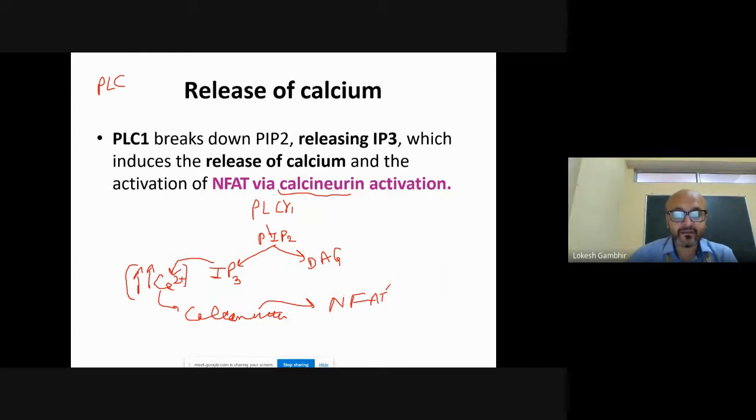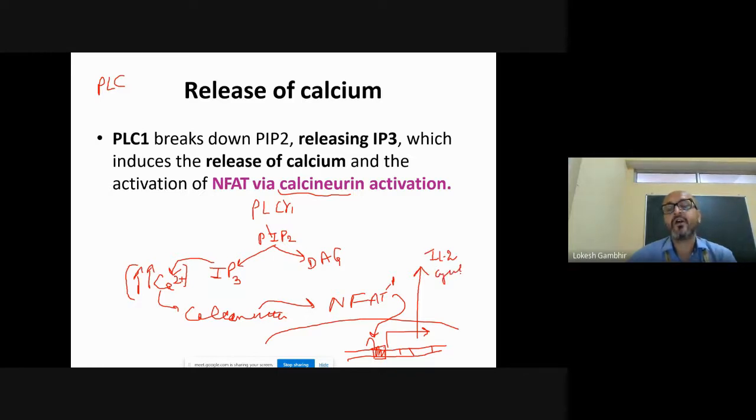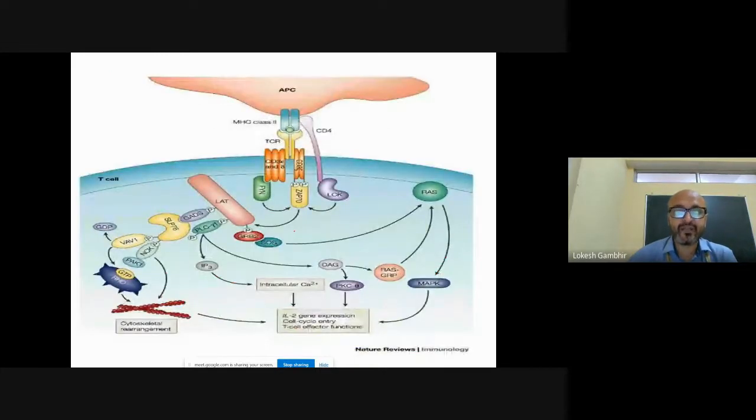NFAT will get activated and then migrate from the cytoplasm to the nucleus, and there it will bind to the promoter region because it's a transcription factor. It will lead to the expression of the genes present downstream, and these genes are the IL-2 synthesis gene, which will synthesize IL-2, the genes responsible for cell cycle progression and proliferation, or pro-inflammatory cytokines that are required. So that is how the complete pathway is mediated.